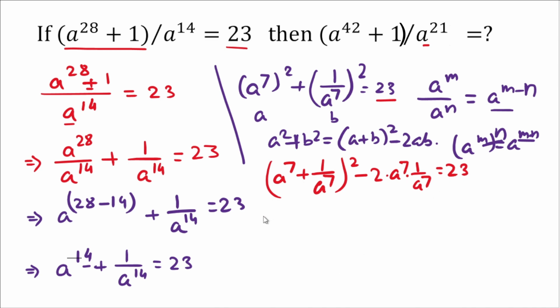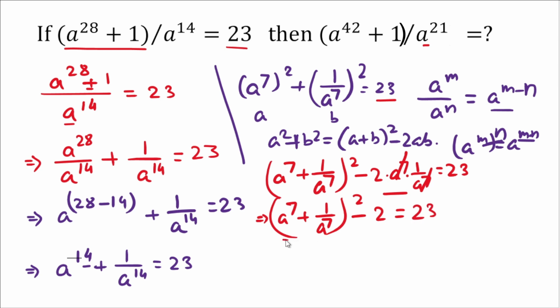So now we'll simplify it. It is (a^7 plus 1 over a^7) whole squared, and here a^7 and 1 over a^7 will be cancelled, so the value of this term will be minus 2, and that is equal to 23.